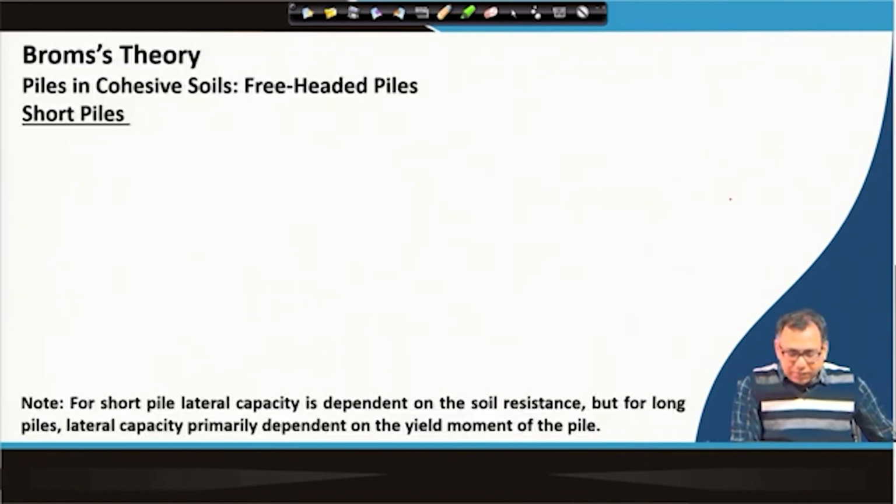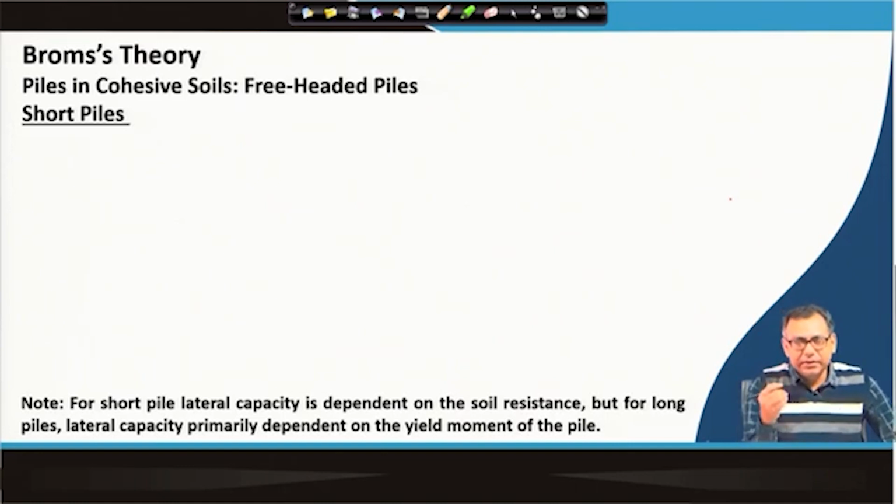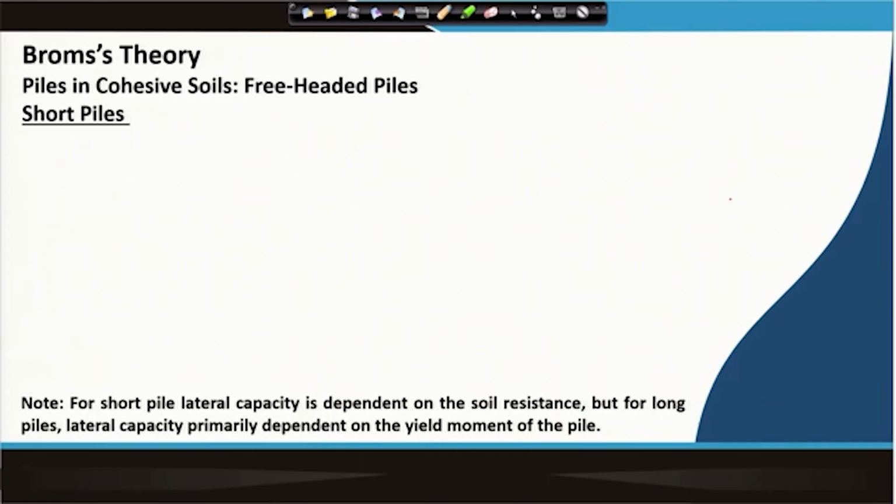Okay. So, based on that, Broms proposed different soil pressure distributions for short piles and long piles, for piles in cohesive soil and cohesionless soil. So, I will discuss first the Broms theory. Broms has suggested different pile-soil pressure distributions for different types of piles.